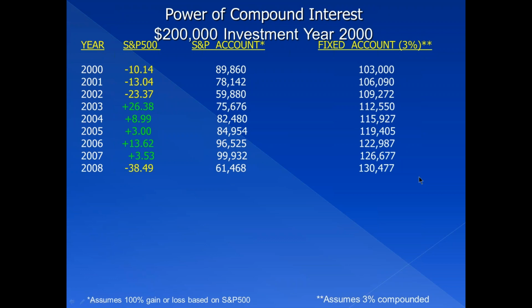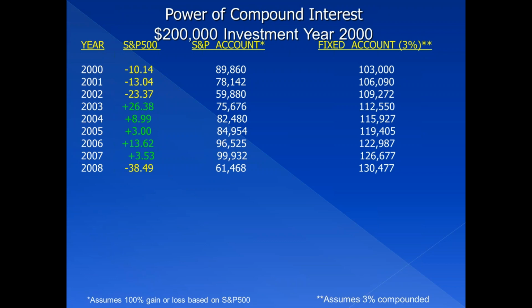unexpectedly, for most people, we all got caught flat-footed. The S&P dropped 38.5% in 2008. That $99,000 dropped to $61,000. And here we are in the fixed account at $131,000. Now, let me make a comment here. When we get down to the bottom of this, they're both going to have performed about the same. But what if your client was planning to retire in the early 2000s or in the year 2008? Well, guess what? They had to postpone that retirement and rebuild those accounts.